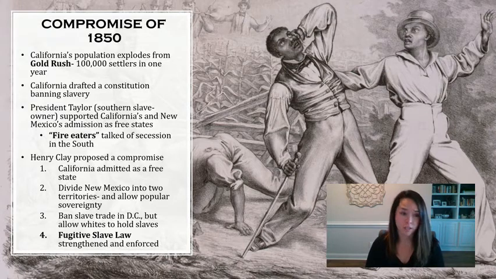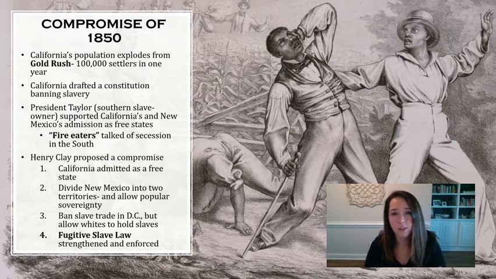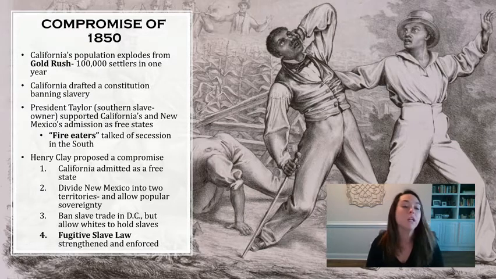And so California drafts a constitution banning slavery. If you think about the people that are moving into that territory, they're looking for economic opportunity. There's possibility that you could have plantations and slave labor, but those aren't the people that have moved into that territory. So they're applying to the United States to be admitted to the Union as a state, as a free state.